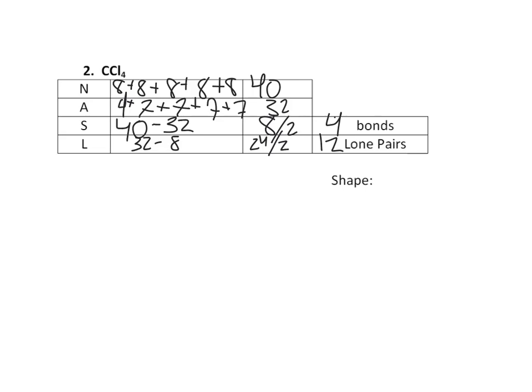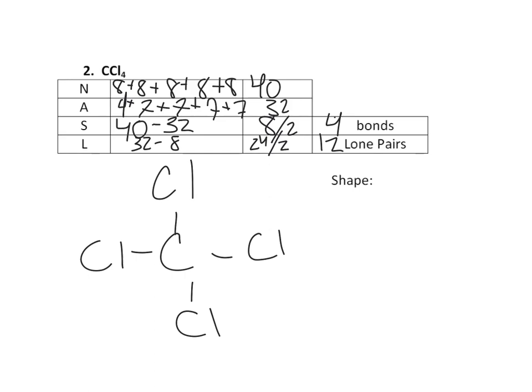Alright, here we go. Here's our work. 40 electrons needed, 32 available, 4 bonds, 12 lone pairs, so we can start drawing our molecule. Start with our C in the center. We arrange our Cl's around it. Everything gets 1. Oh hey, we've used all 4 of our bonds. Start giving out lone pairs.